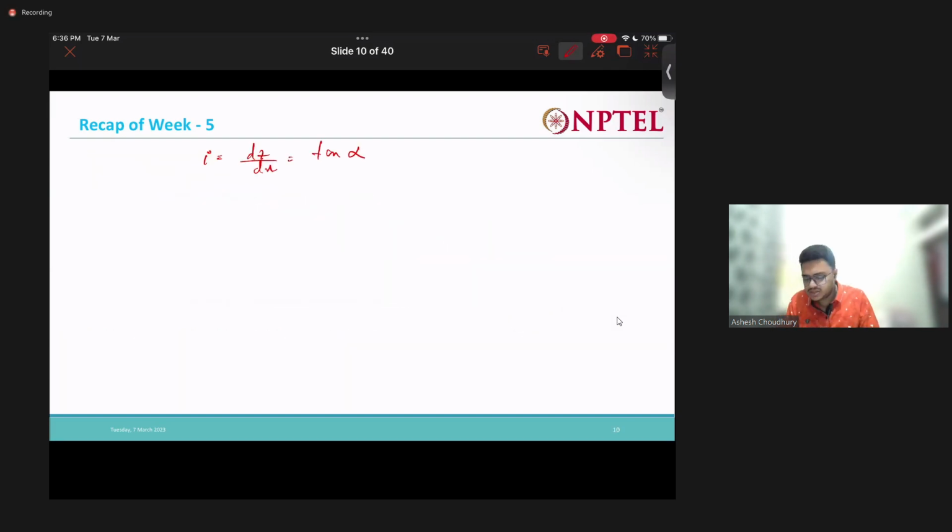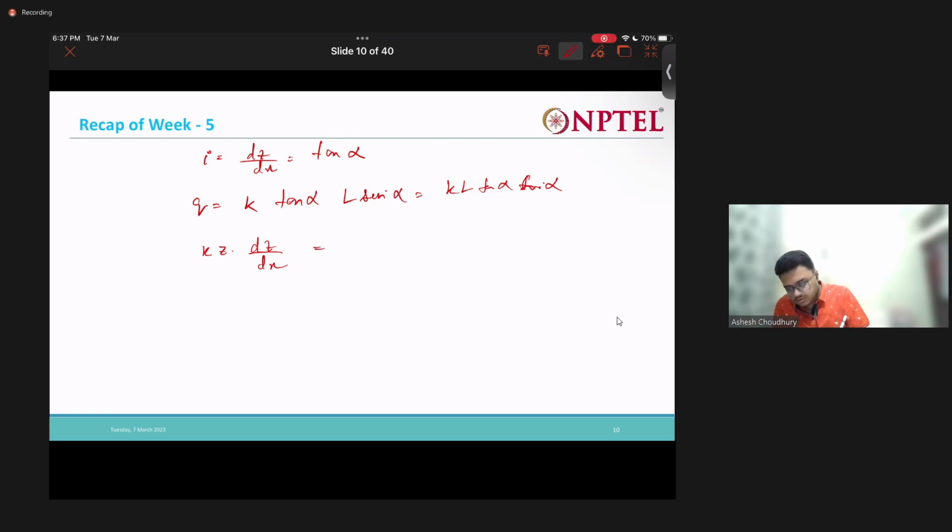This derivation is actually not very easy. You can also go through it again. That's why I'm not doing it again and again, so I will directly just write the expressions. So q is equal to k L tan alpha sine alpha, and this is also k z dz by dx.